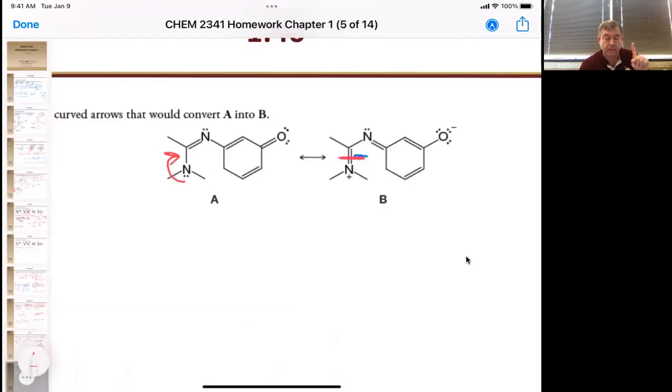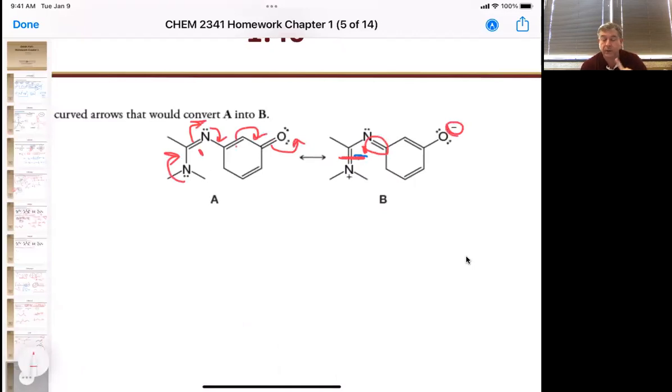But this double bond is not in the other compound. So that means we have to move these electrons up. But there's a double bond on the other side. So we're going to move these electrons down to give us our double bond on the other side of the nitrogen. But there was a double bond here. So these electrons had to move over here. Oh, but there was a double bond here. These electrons moved over here to give us our charge on our oxygen.